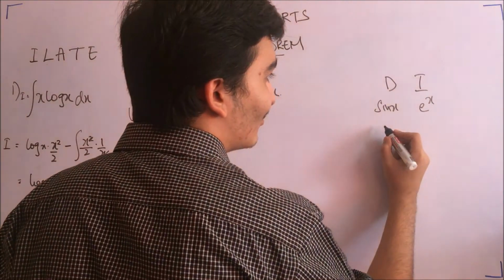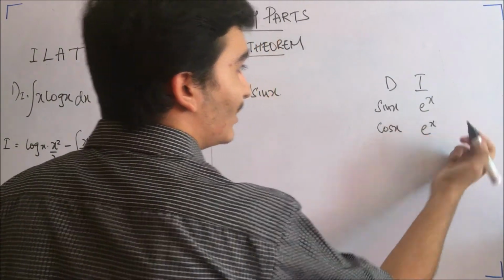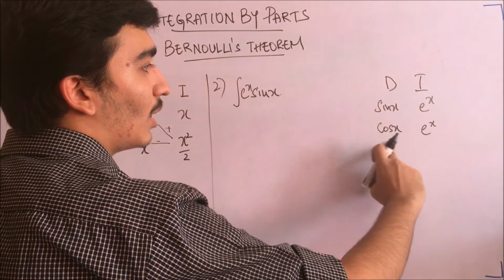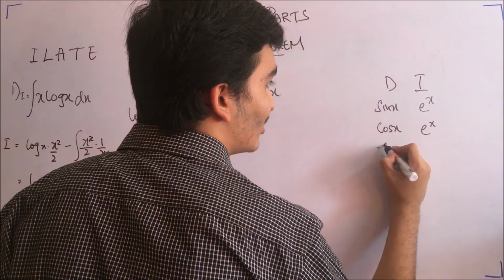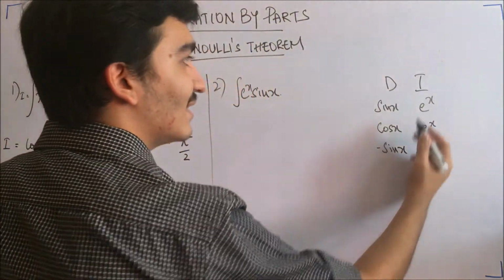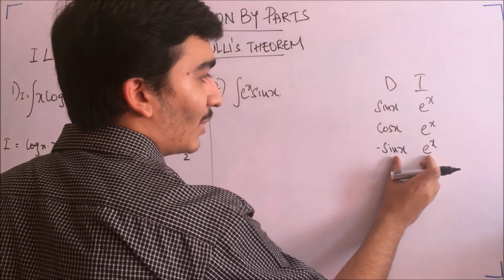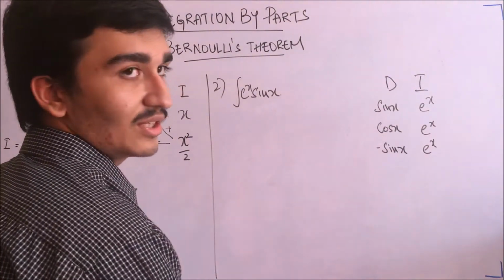For example, now if I differentiate sine x, I get cos x, whereas I integrate e power x, I get e power x again. Now we can't stop at this stage because I'm not able to integrate the product of these two. So now let me go further. If I differentiate cos x, I get minus sine x. When I integrate e power x again, I get e power x. Now if you notice, if I multiply these two functions, I get exactly what's inside the integral. So I stop at this stage.